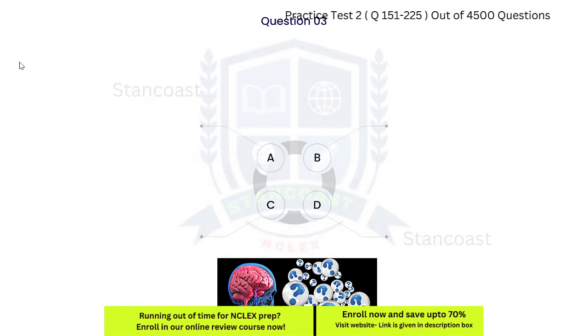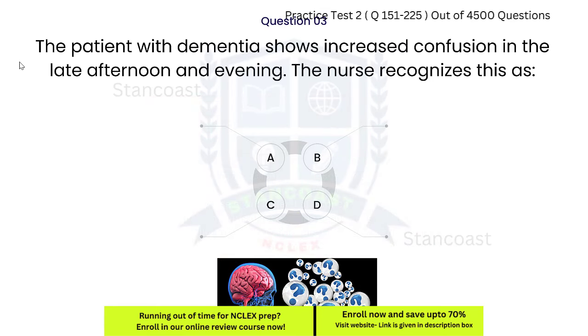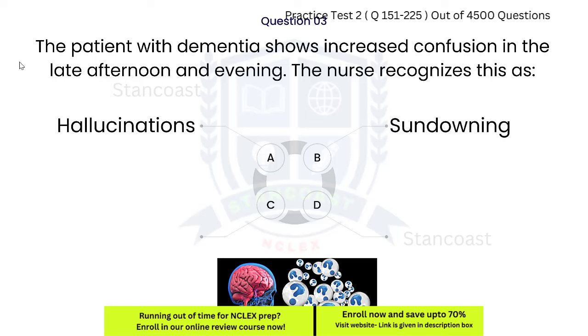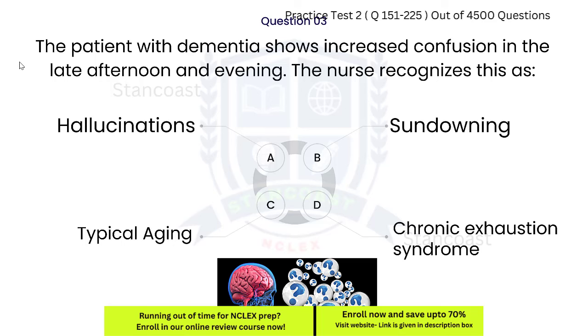Let's move on. The patient with dementia shows increased confusion in the late afternoon and evening. The nurse recognizes this as A. Hallucinations, B. Sundowning, C. Typical aging, D. Chronic exhaustion syndrome. Consider the patterns of dementia symptoms. The correct answer is B.